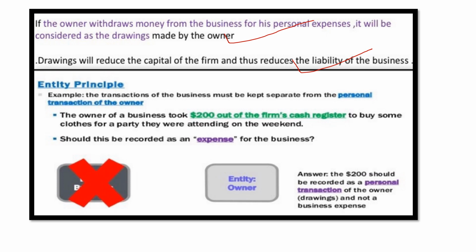It shows you that the business is liable towards the owner to the extent of only 75,000, because 10,000 has been taken out by the owner from the business. So the business is not liable for the 10,000.